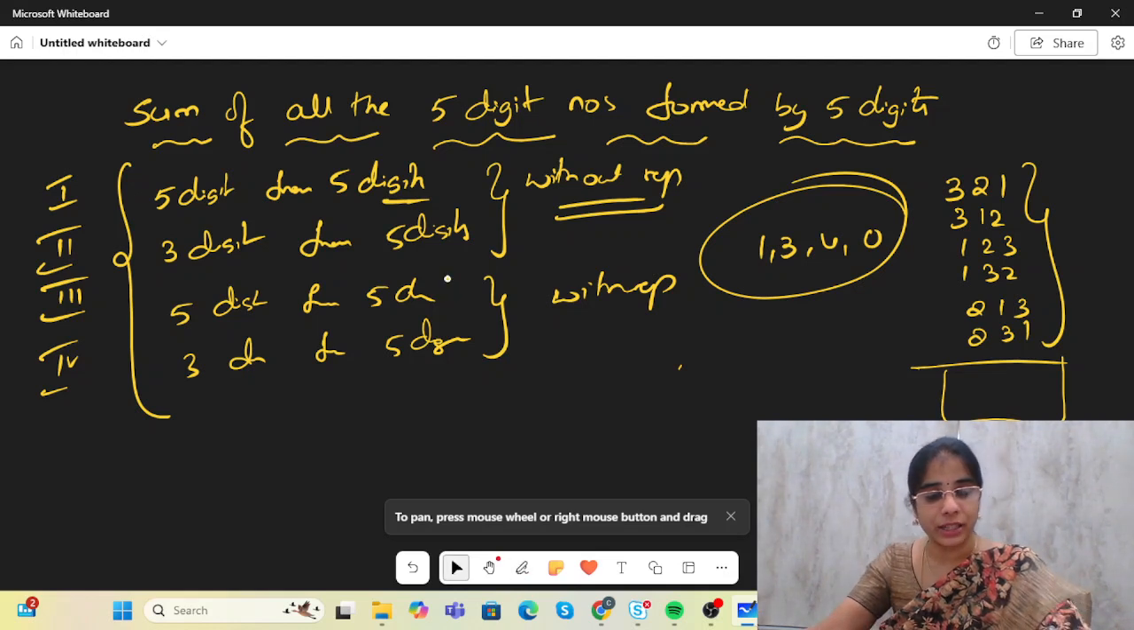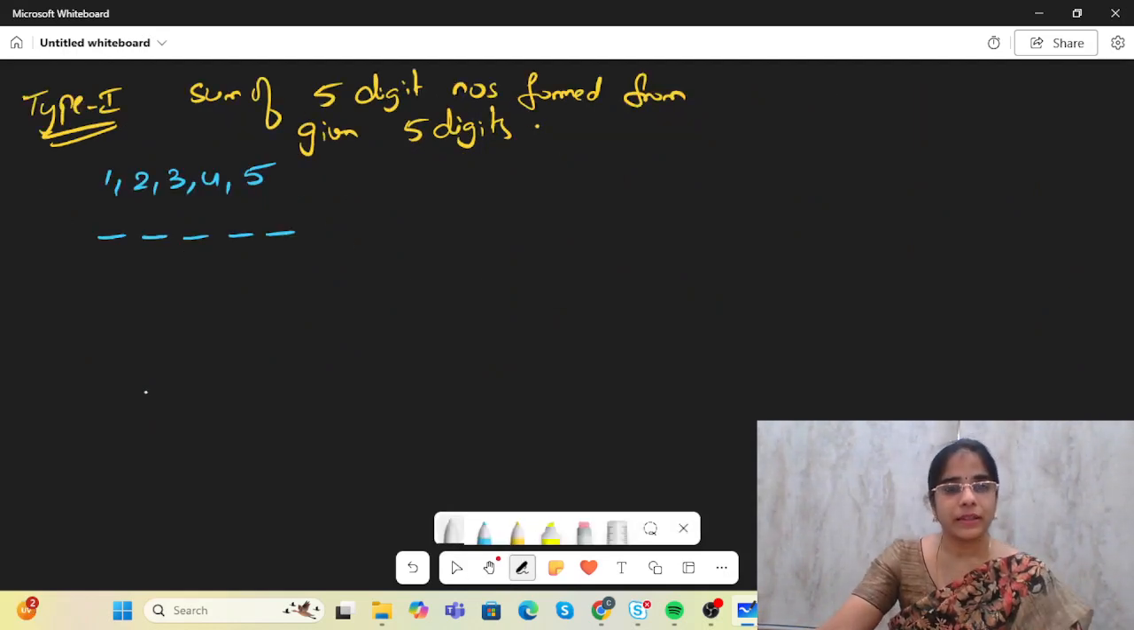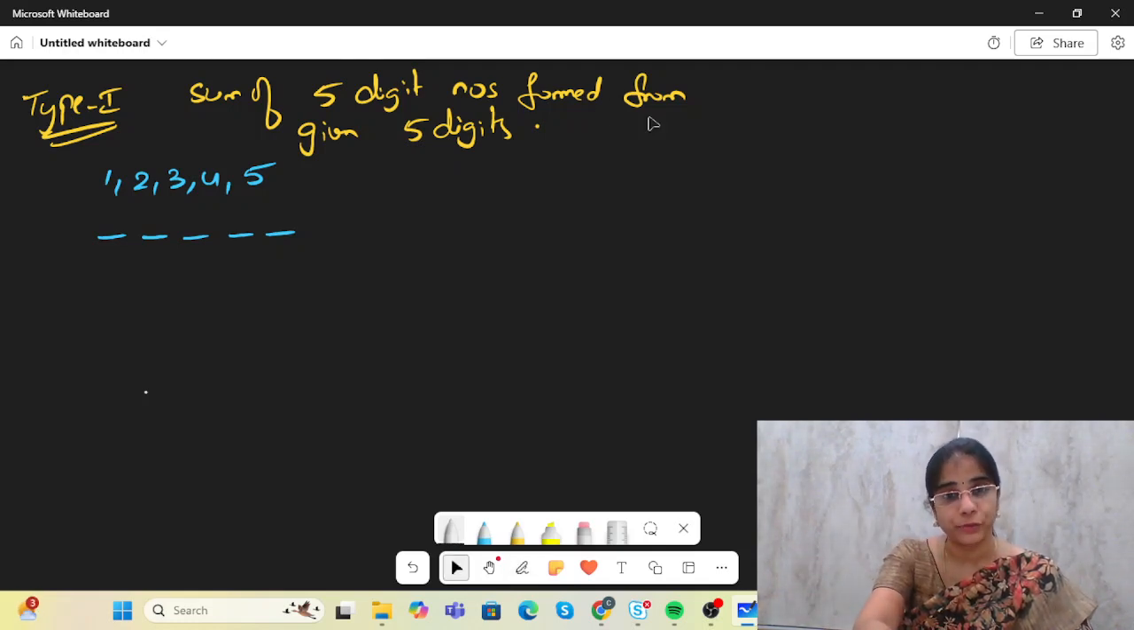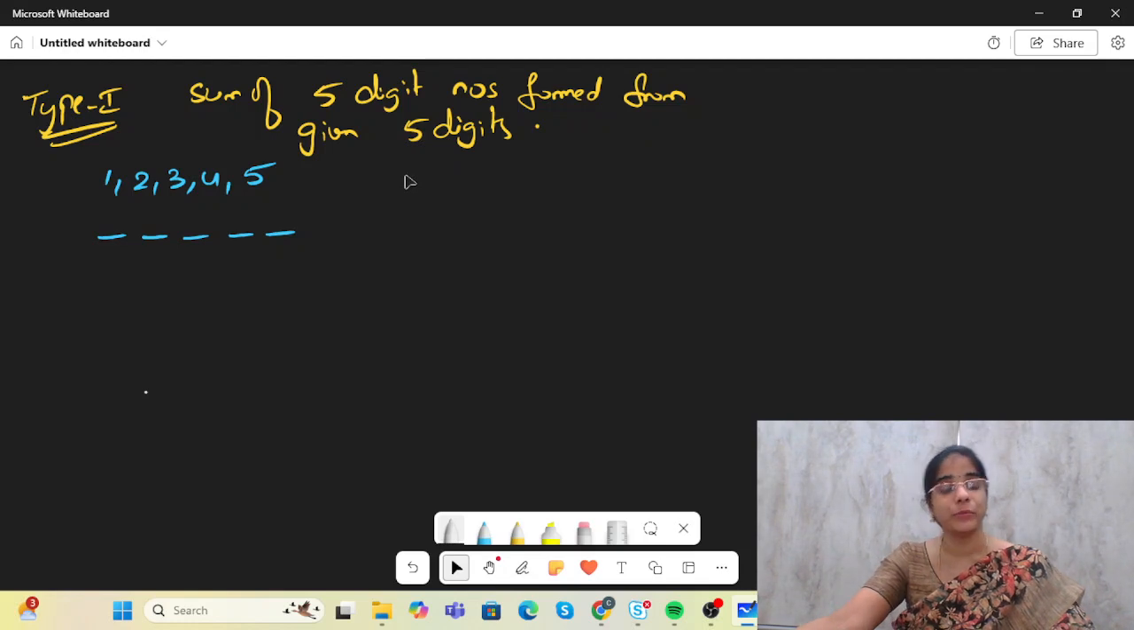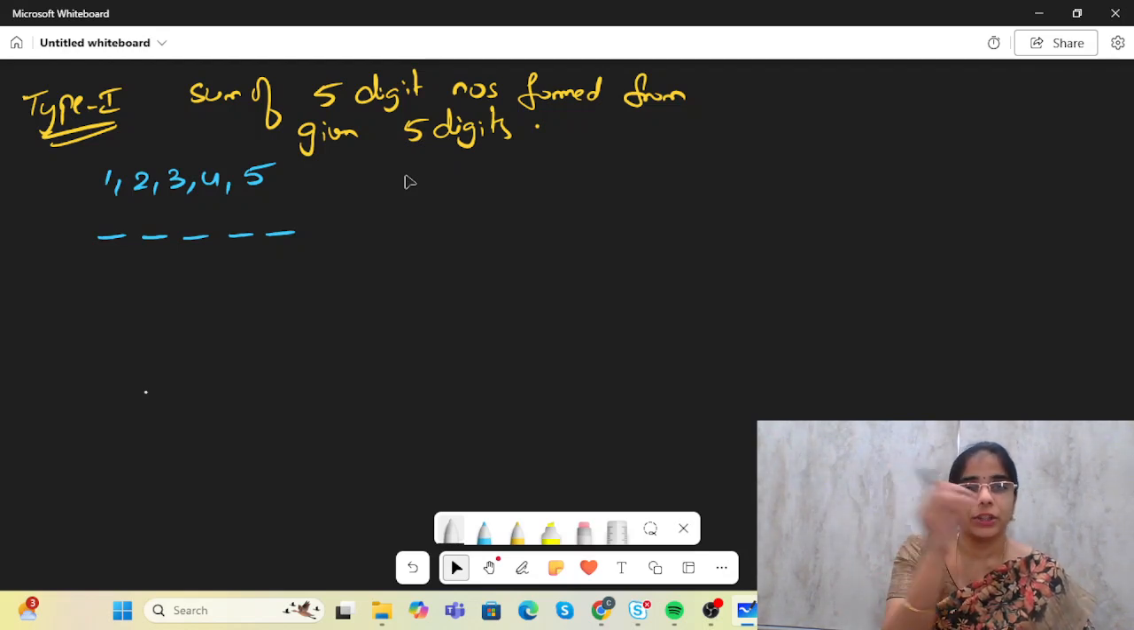So now let us start with the concept. Right now, type 1: the sum of the 5-digit numbers formed from the given 5 digits. I am going to give you the digits 1, 2, 3, 4, 5. From these 5 digits, I need to frame 5-digit numbers and find the sum of all these numbers. 120 numbers will be formed.